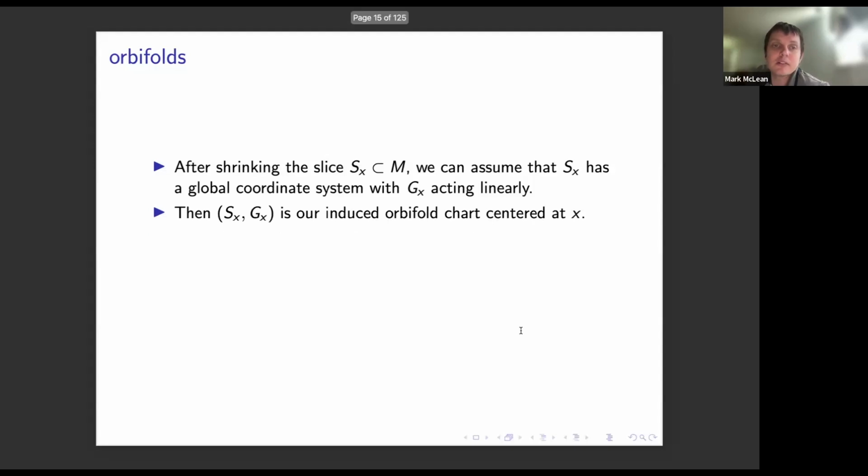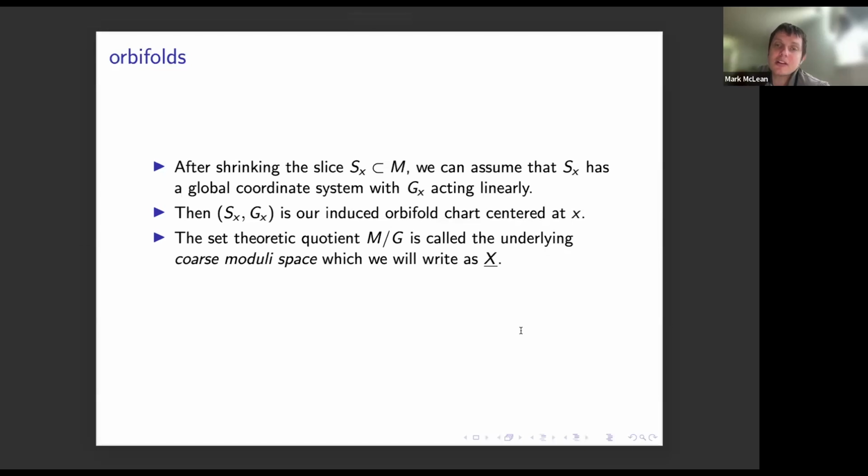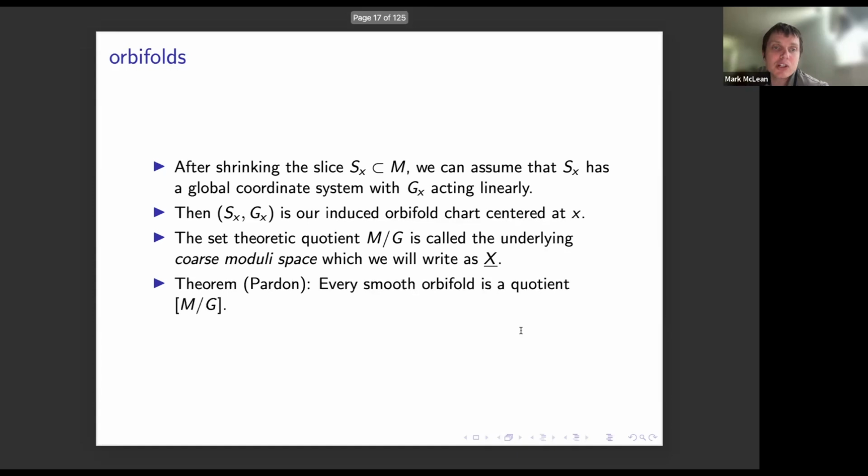Sometimes I will distinguish between the orbifold itself and its underlying coarse moduli space, which is the set theoretic quotient. The orbifold really has all this extra structure, these charts and so on. But if you're just looking at the set theoretic quotient, then we have this underlying coarse moduli space.